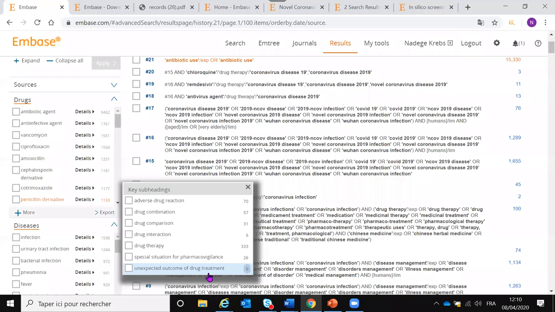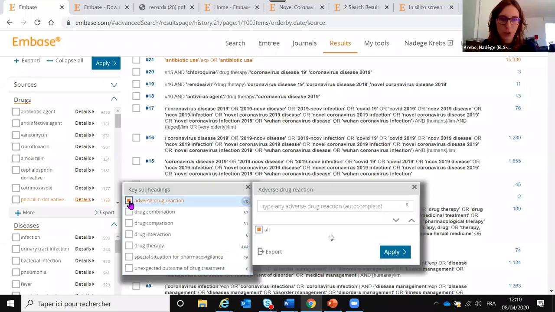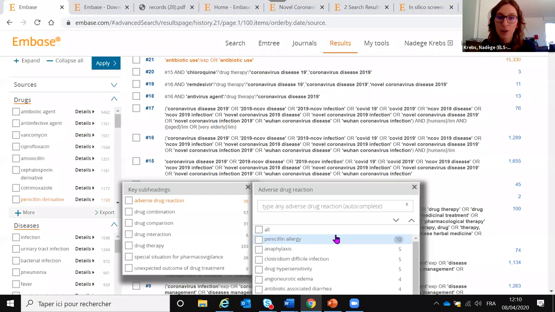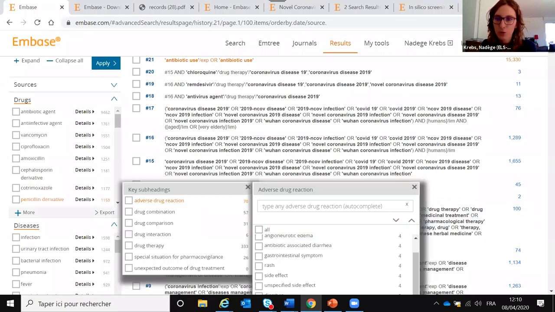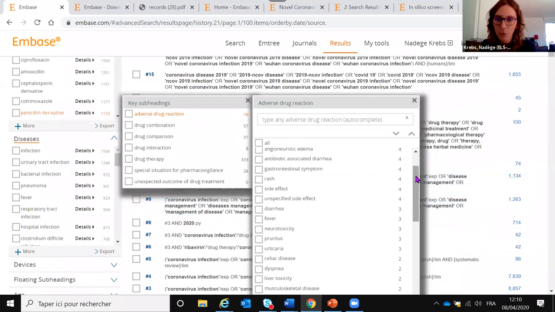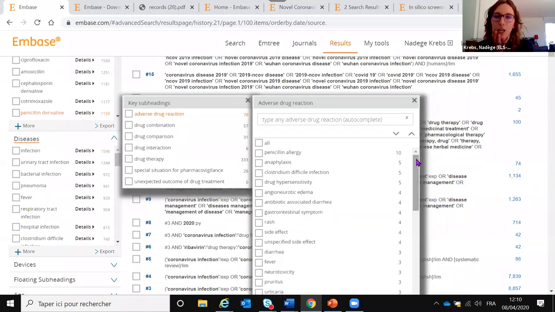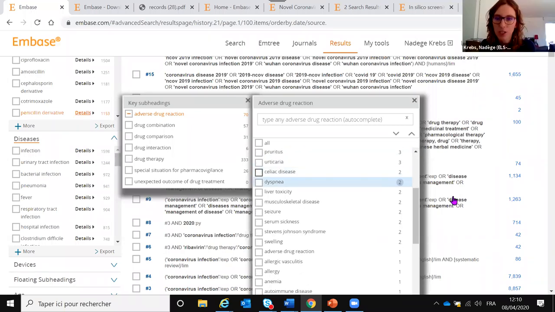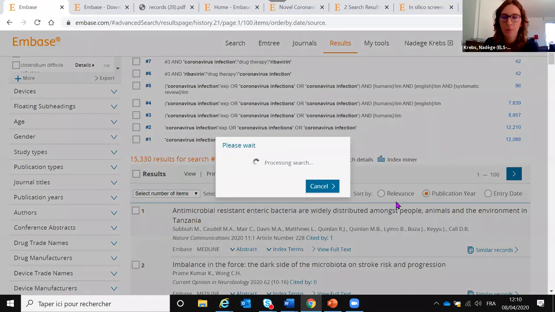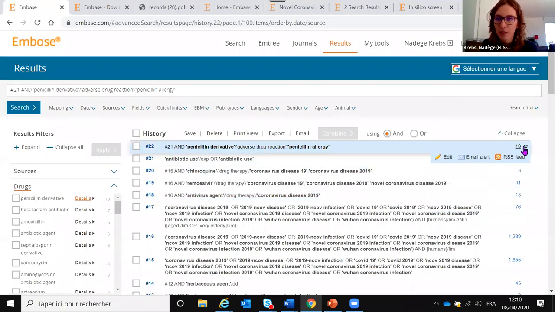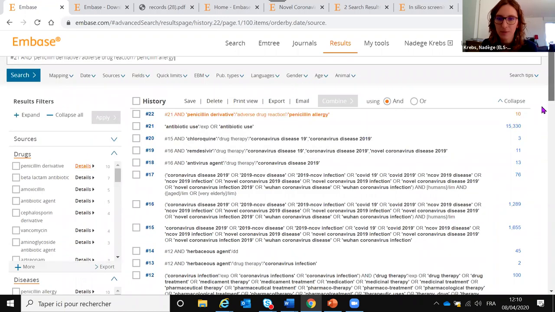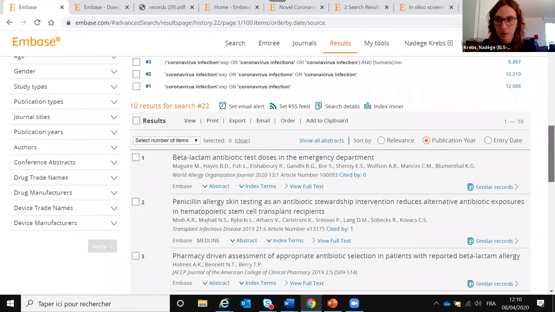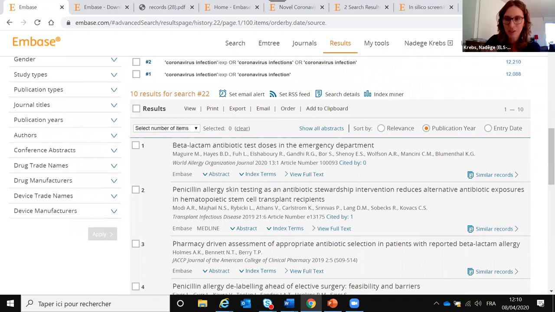Adverse drug reaction. Okay, adverse drug reactions. So now we have a list of all the adverse drug reactions that exist with the penicillin derivatives. Which one would you? Penicillin allergy. So I click on penicillin allergy and I apply. So now I have 10 references that talk about antibiotic use, penicillin derivative, and adverse drug reactions.